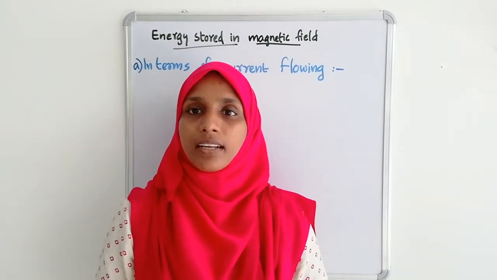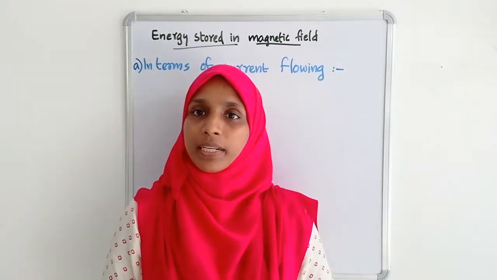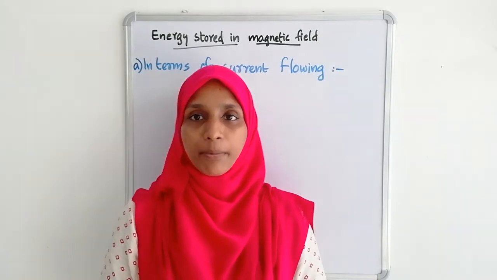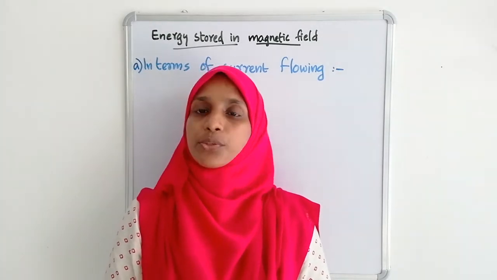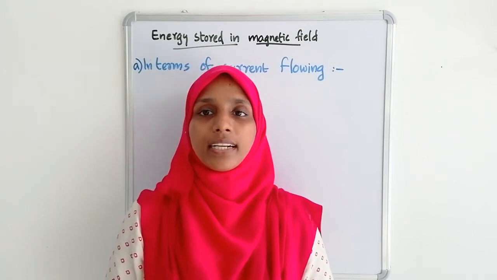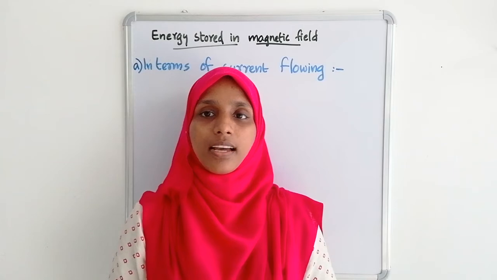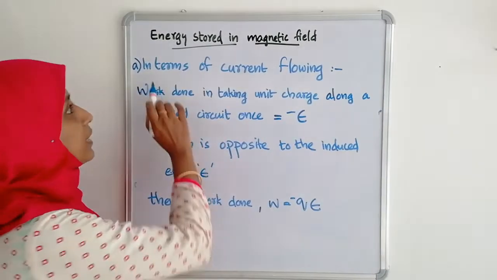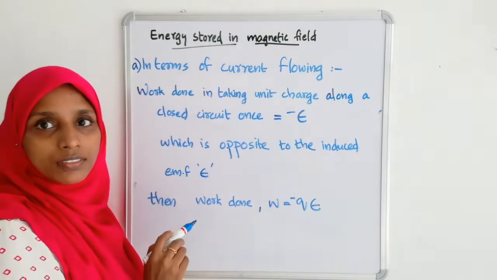To maintain the current flow, work has to be done by an external voltage source against the induced EMF. This work done is stored as potential energy, which can be recovered when the current is turned off. This is the energy stored in a magnetic field. The first method is in terms of current flowing.